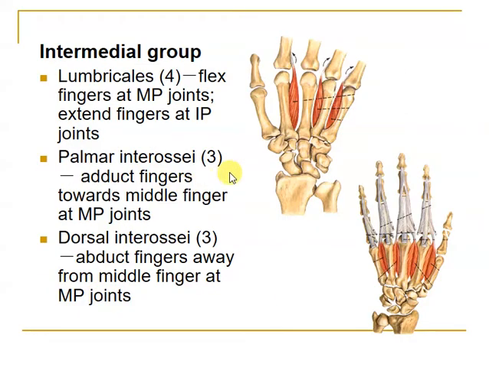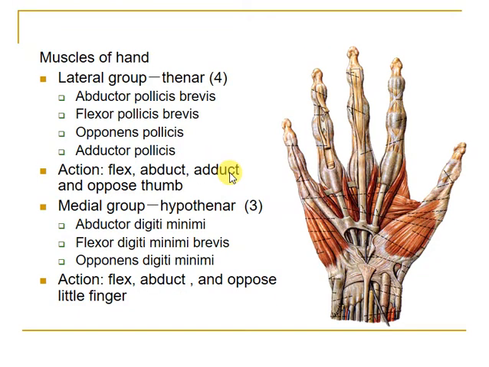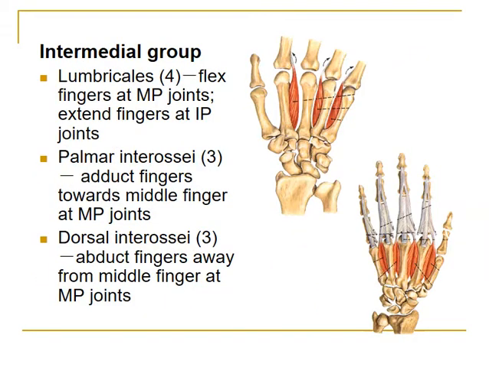Also we have the intermediate group. As we have seen there are 7 muscles. In the intermediate group we have the lumbricals, which are 4. They flex fingers at the metacarpophalangeal joints and extend fingers at the interphalangeal joints. The lumbricals are 4, as you can see in the muscles shown there.